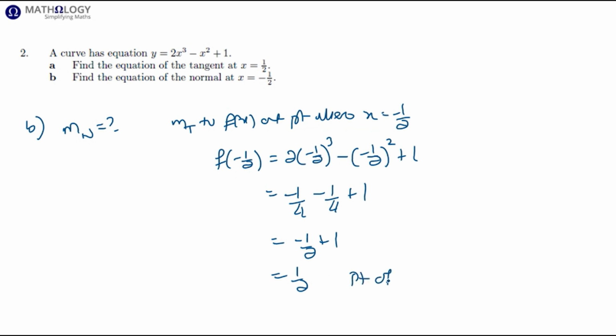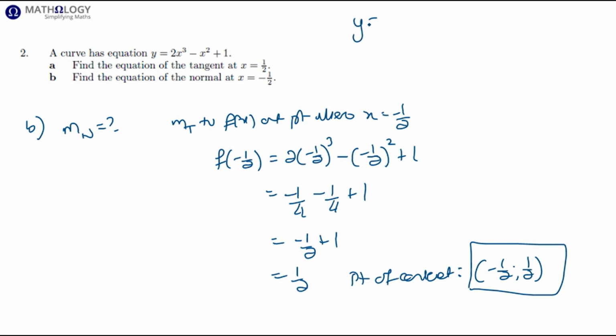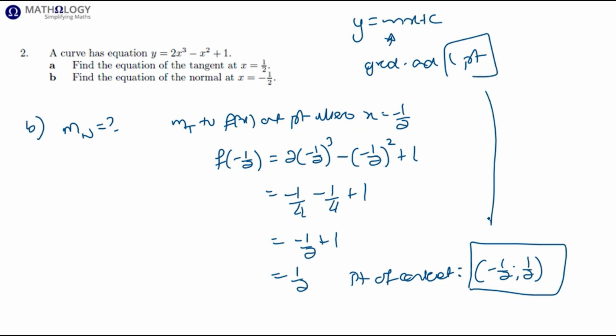So the point of contact will be the point minus a half, a half. So this is our point of contact. Remember that normal is just a straight line. And to find the equation of a straight line, we need to know the gradient of the line and one point, which we know is the point of contact here. So we've got the point. We now need to find the gradient of the normal. But before we can find the gradient of the normal, we're going to need to find the gradient of the tangent at this point of contact.